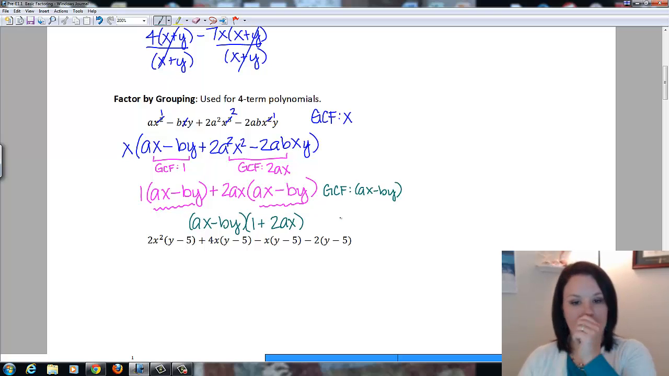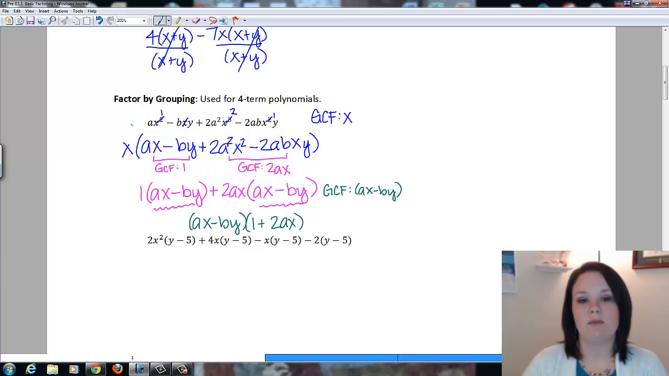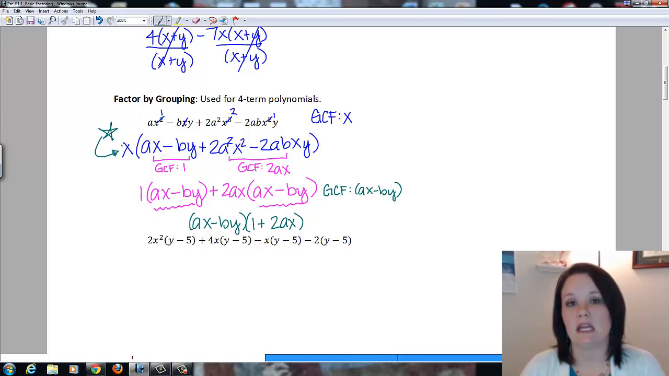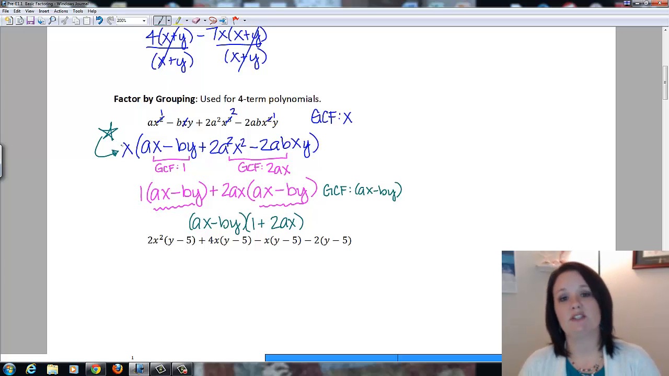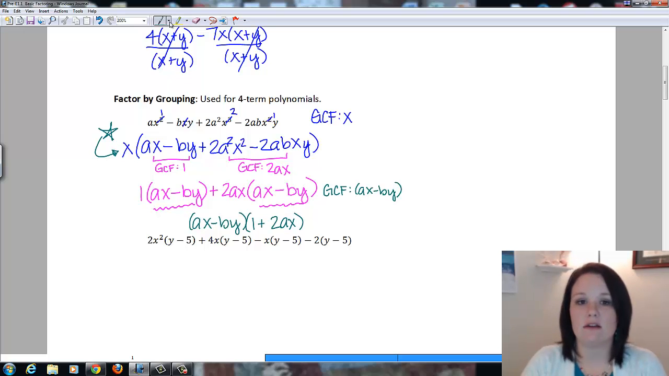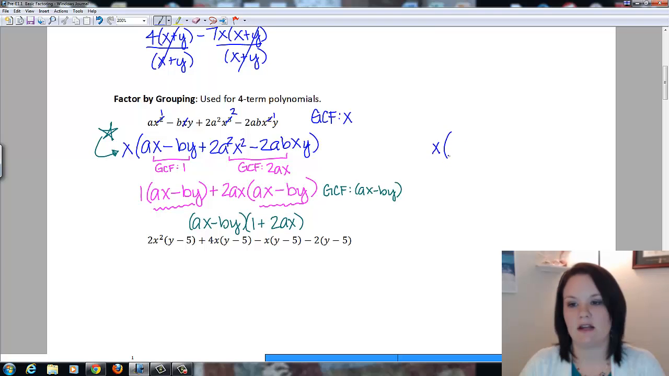Okay, so I've completely factored the 4 terms, but we have to remember we had this original greatest common factor that we took out at the beginning that was an x. So make sure at the end we put that back on. Okay, so I'm going to write over here to the side my final answer, the x that I took out in the very beginning, and then my final answer, which was ax minus by times 1 plus 2ax.